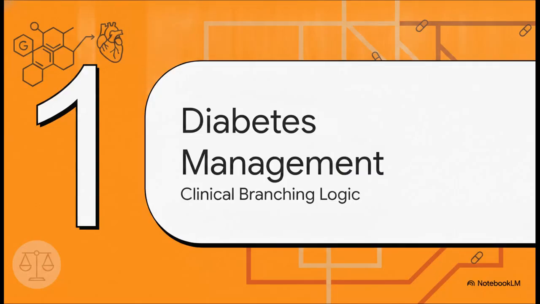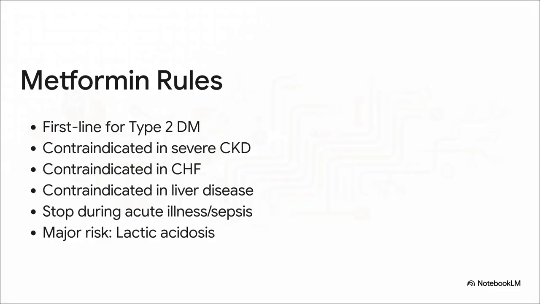Starting off with Section 1, diabetes medication management and clinical branching logic. So we all know metformin is the go-to first-line therapy for type 2 diabetes. But here's the catch. Because it's entirely cleared by the kidneys, it is strictly contraindicated if your patient has severe chronic kidney disease, congestive heart failure, or liver disease, and if they're coming in with an acute illness, sepsis, or they're about to have surgery, you have to stop the metformin. If you don't, the drug accumulates and you're looking at a severe risk of lactic acidosis.